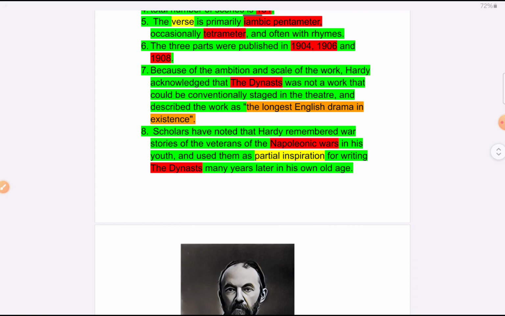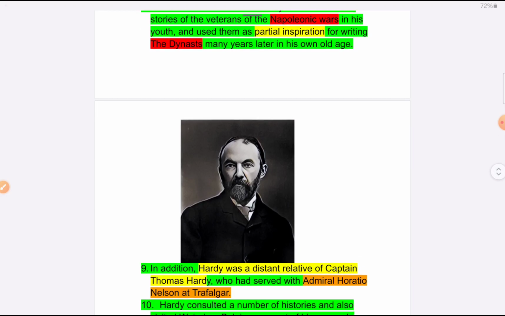Scholars have noted that Hardy remembered war stories of the veterans of the Napoleonic Wars in his youth and used them as partial inspiration, means his source of inspiration for The Dynasts was not completely the stories of the veterans. Hardy took inspiration from it for writing The Dynasts many years later in his own old age.